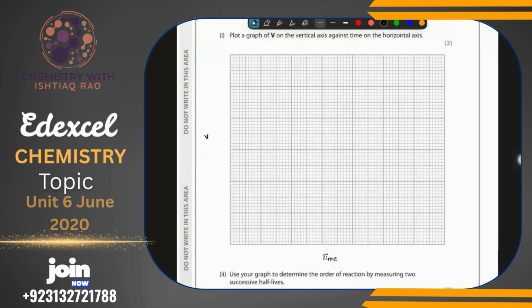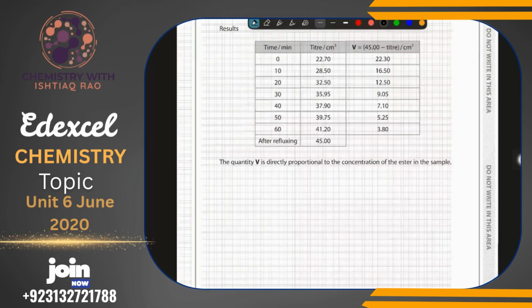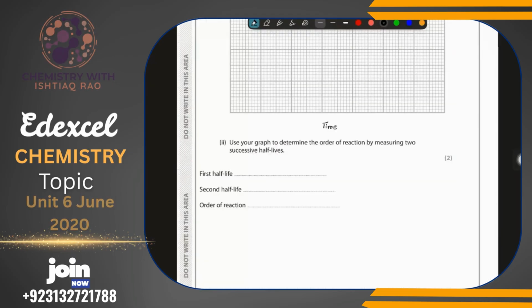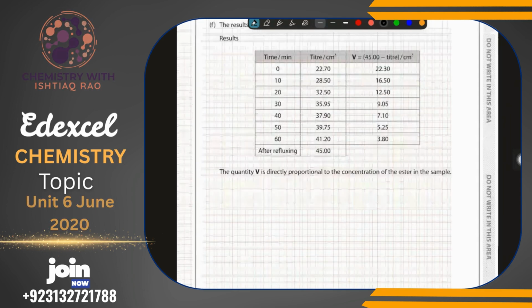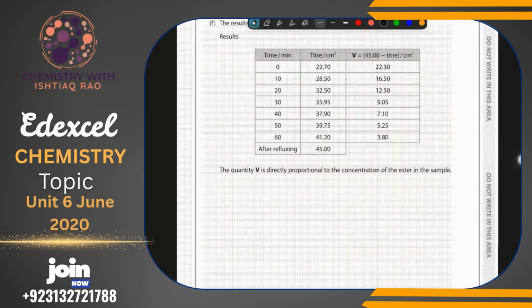The total time is 0, 10, 20, 30, 40, 50, 60. Okay, the total time is 60. This is 10, 20, 30, 40, 50, and this is 60. Now, the total values are from 22.70 to 41.20.